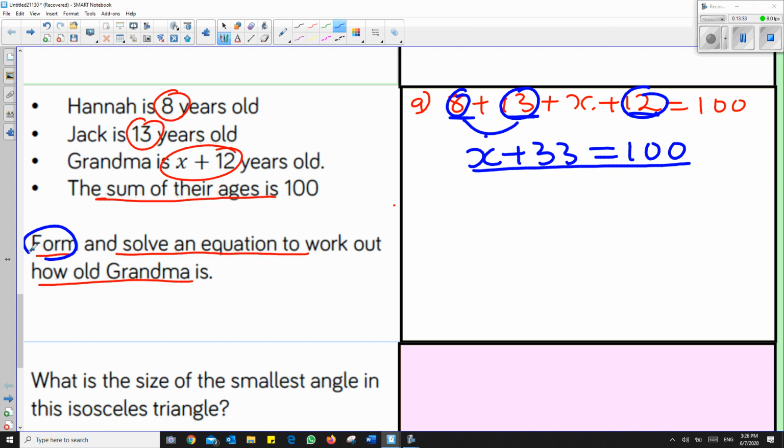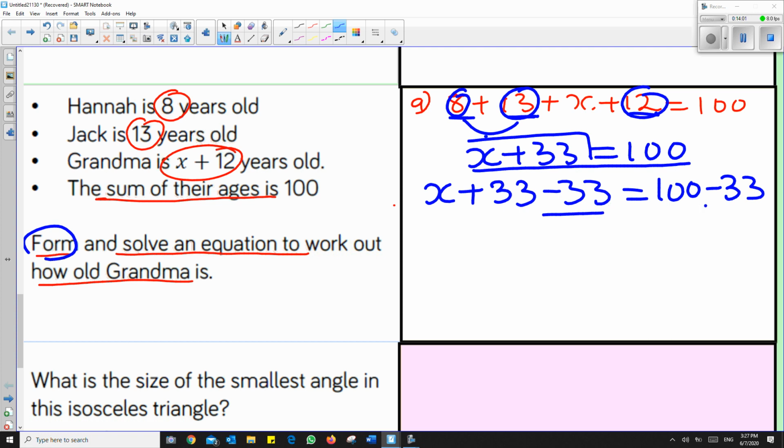Now solve the equation. What can we do here to remain with x only? We can do that by subtracting 33, and also subtract 33 on that side. So subtract 33 both sides. If I subtract the 33, I will remain with x on this side, which is equal to 100 subtract 33. This will give us 67. So we have already solved the equation. That is part B, solving the equation. Part A was to write the equation, then solving the equation, that is part B.